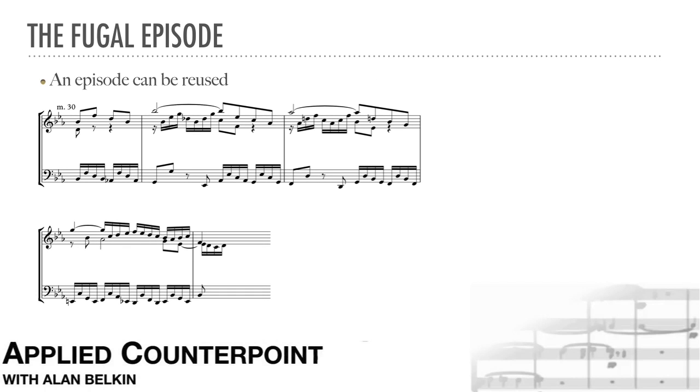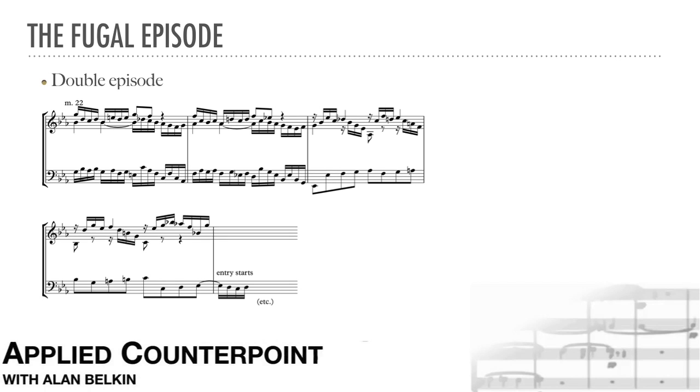Sometimes an episode can be reused later in the fugue. Here are measures 30 to 34 of the same fugue. This is clearly a variation of the episode we examined above from measures 6 to 7. The bass and the harmonic structure of the two episodes are identical, as are the basic motives.